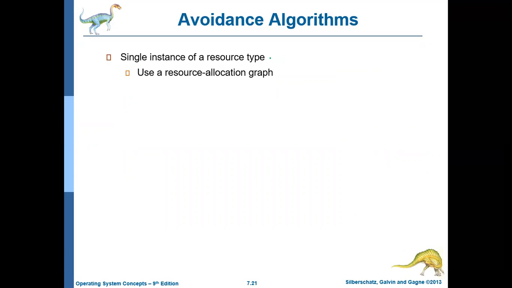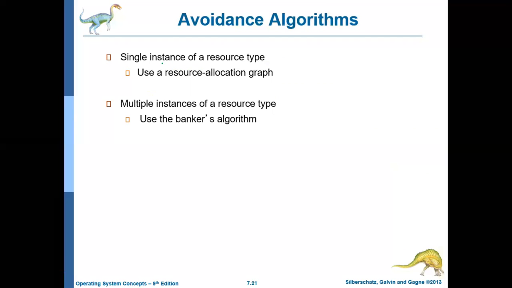So the avoidance algorithms are basically implemented in two ways, either by using resource allocation graph or by using Banker's algorithm. If there is only one instance of each resource available, then resource allocation graph is used. If multiple instances of each resource are available, then Banker's algorithm is used. So let us try to understand the first algorithm now, using resource allocation graph.